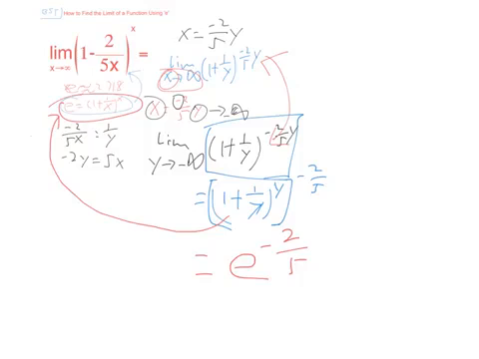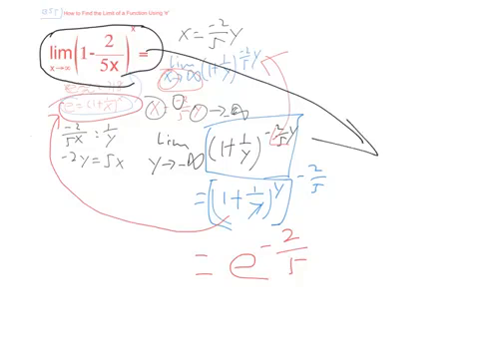The limit as x approaches negative infinity of (1 minus 2 over 5 of 5x) to the x equals e to the negative 2 over 5. So the problem is actually not hard, because it is just some simple substitutions and multiplications or addition here.